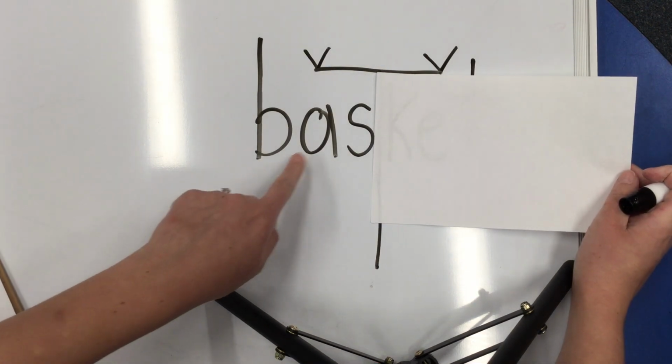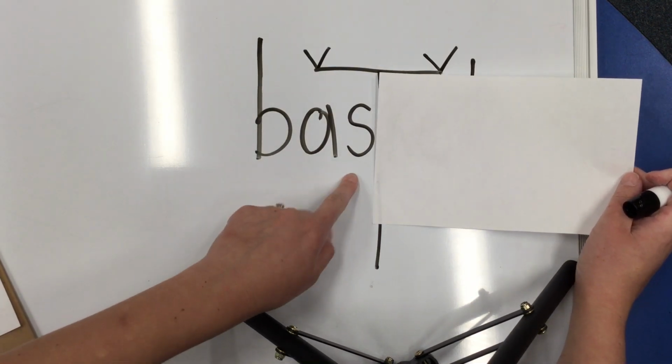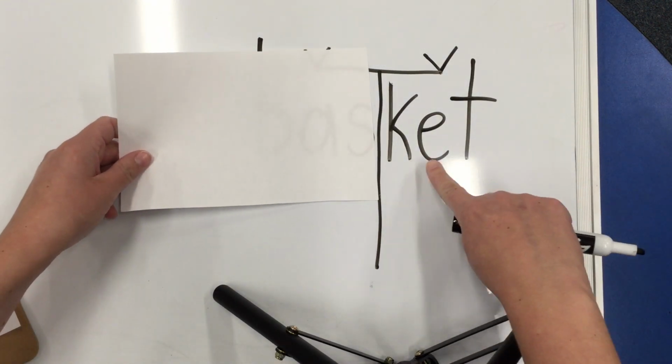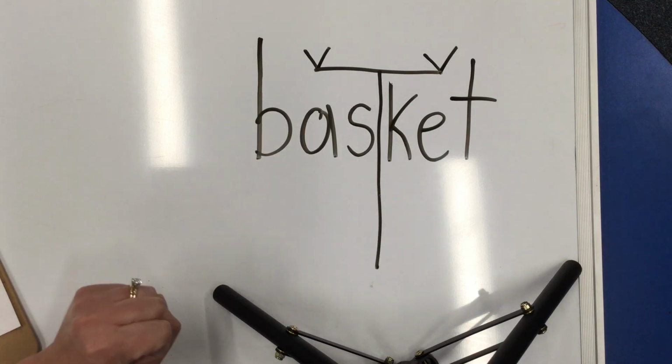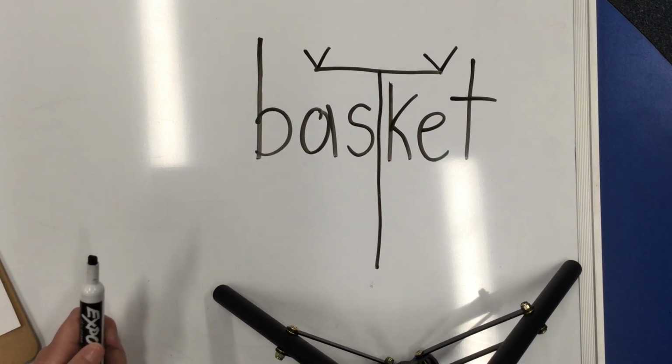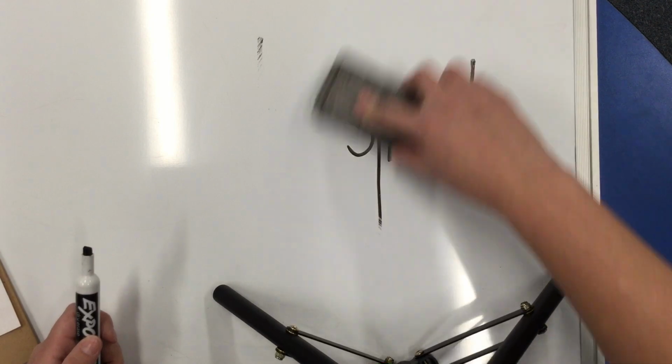And now we're going to be able to read this word a lot easier. Ready? Bas, ket. So let's read the whole word. Basket, basket. Okay, let's look at one more word.